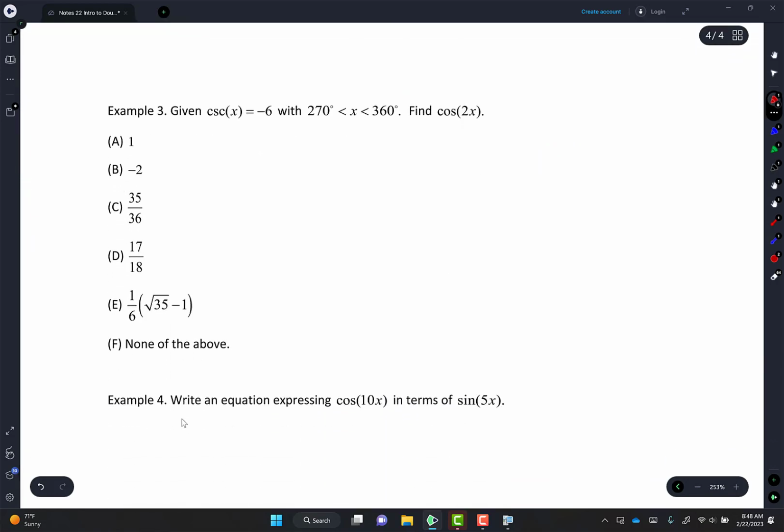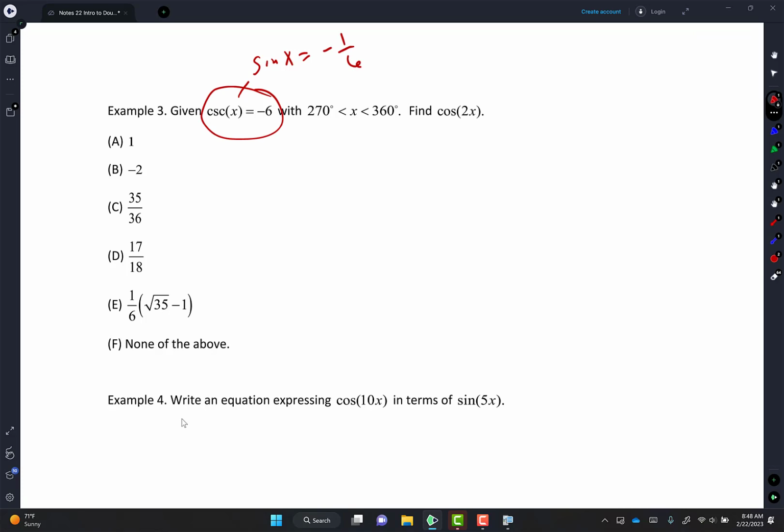All right, here we go. These are the type of questions that you'll probably see. You might see one of these. I don't know, I haven't typed out the quiz yet. Example 3: given cosecant x equals -6 with x between 270 and 360, find cosine 2x. All right. Cosecant -6 means that sine x is -1/6.